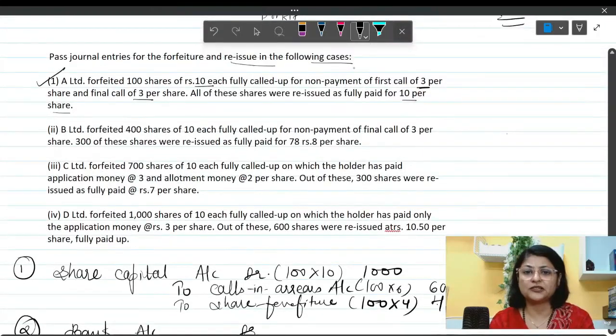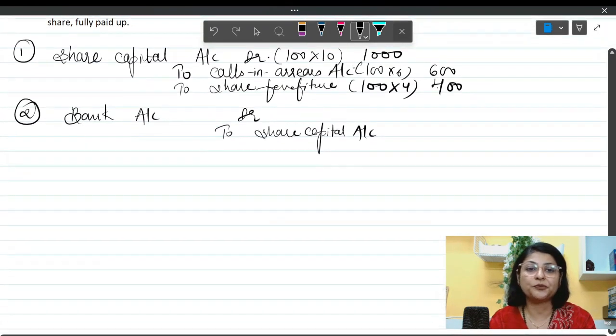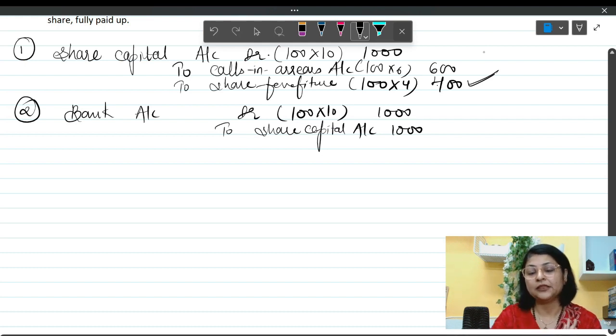So these shares are being reissued as fully paid for rupees 10 per share. Means all the shares are being reissued for rupees 10 each. So you are going to write 100 multiplied by 10. 1000 rupees is received by the company again on reissue. Means all the amount which was there in the share forfeiture, this 400 rupees is already there. There is no use of this.